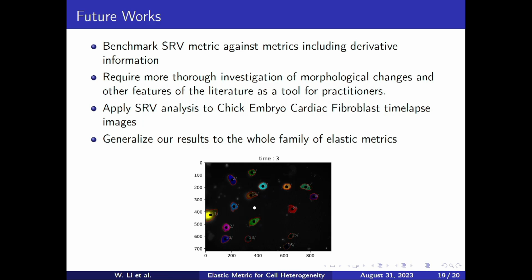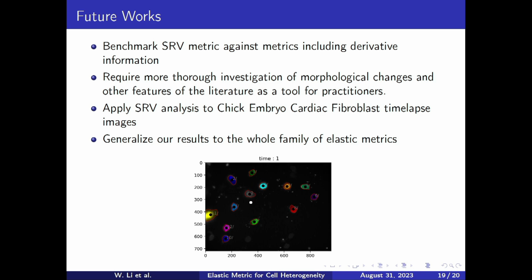And in the future, we want to benchmark the SRV metric against the metrics including derivative information, such as the Hessian metric. And secondly, the development of the elastic metric as a tool for practitioners would require more thorough investigation of morphological changes observed for different cell types and conditions, and jointly with other features existing in the literature.